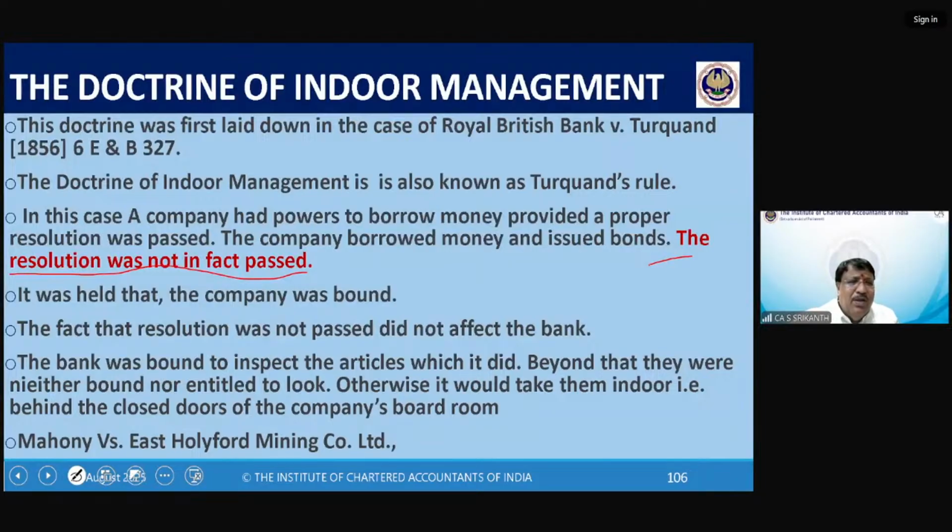It's my problem. So in Royal British Bank versus Turquand, it was very clearly held that the company was bound. They cannot plead the doctrine of constructive notice. See, where is the doctrine of constructive notice? He saw the articles. He asked you. You told him it was passed. Then you say it was not passed. How is the bank bound? You got it? So the fact that the resolution was not passed did not affect the bank. The bank was bound to inspect the articles, which it did. Beyond that, they were neither bound nor entitled to look. Otherwise, it would take them indoor, that is, behind the closed doors of the company's boardroom.